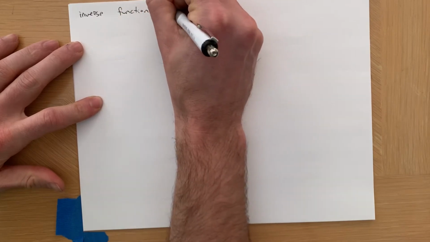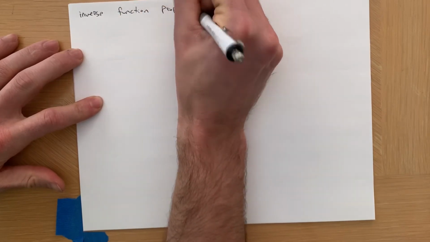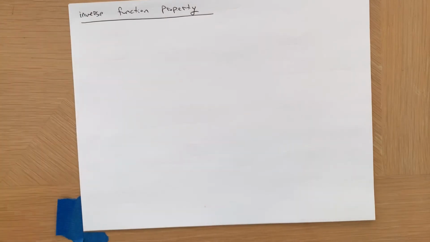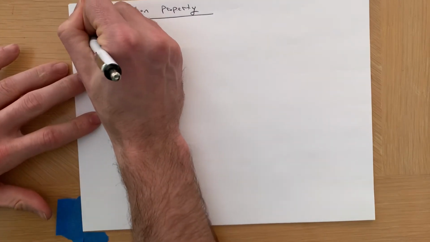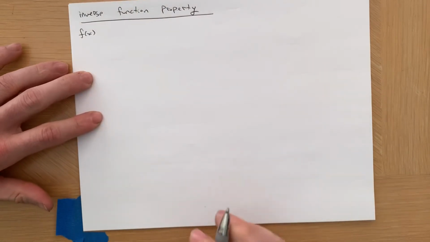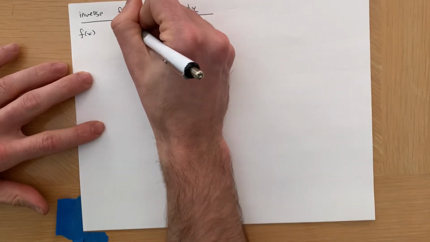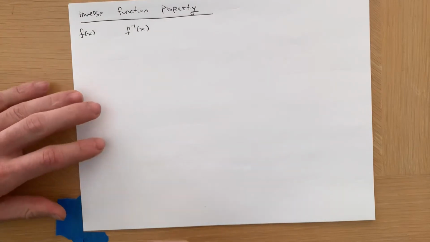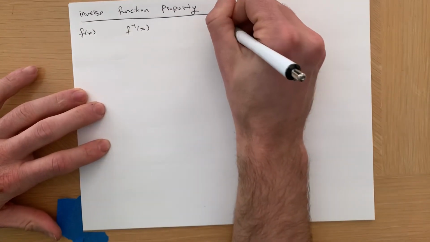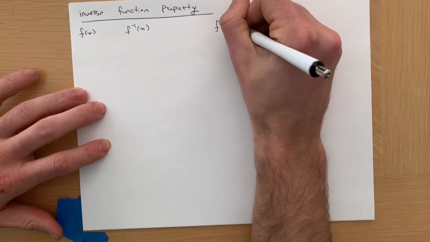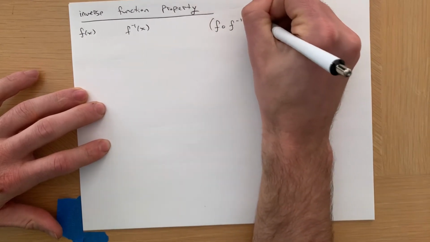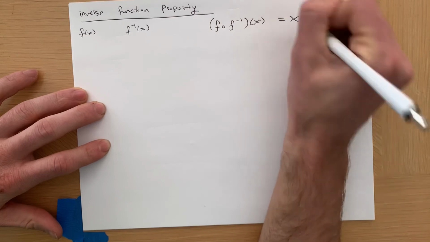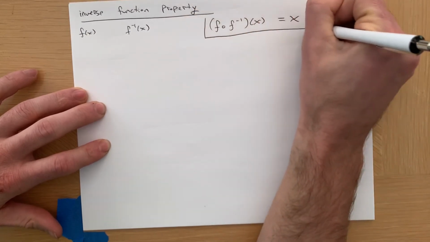So what the inverse function property says is, say we have our function f of x, and just like before, we do all this work, and then we end up finding what f inverse is equal to. These two things need to satisfy a certain property. And what that needs to be is that if we do the composition of the two, f composed with f inverse of x, it equals x. This is the inverse function property.